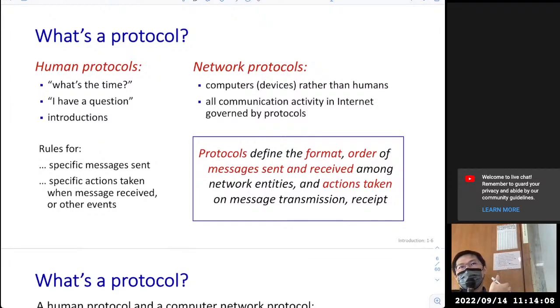Okay, that is related to the next one. It's called action taken. If I receive a message A, what do I need to do? For example, I have to store a file, or I have to send some other messages back to the sender, or I have to turn off my computer. There are several different actions that can be taken if you receive different types of messages. So protocols have to define such different things as format, order of the messages sent and received, and actions taken.